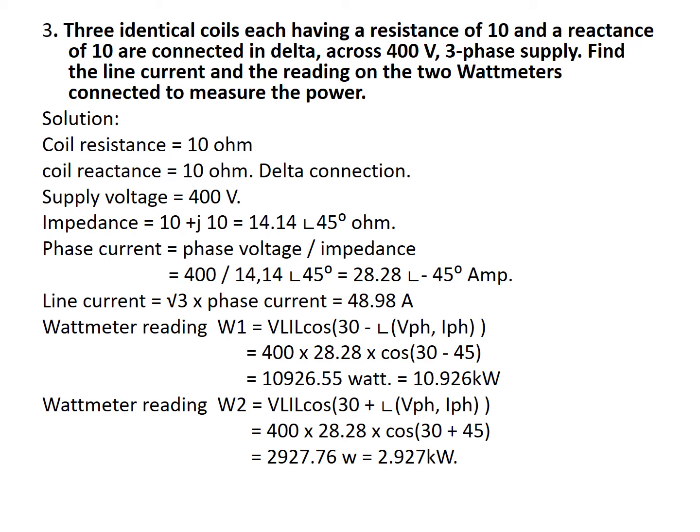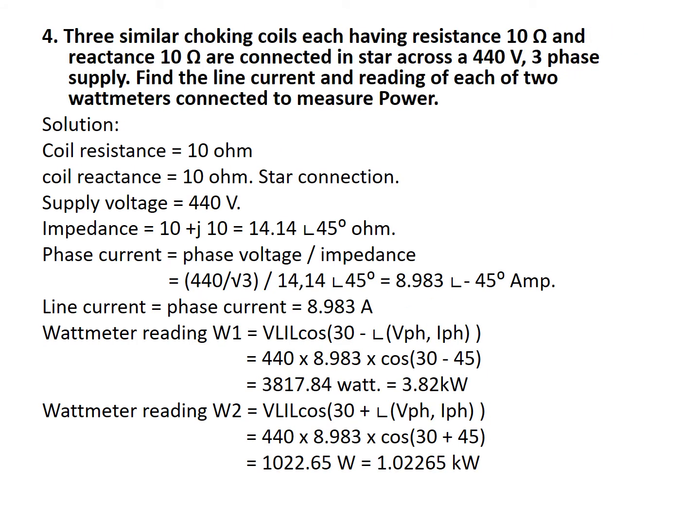So the wattmeter readings: W1 is equal to VLIL cos of 30 minus phi, where phi is the angle between voltage and current. W2 is VLIL cos of 30 plus phi. So using the W1 and W2 equations, we can calculate the two wattmeter readings.